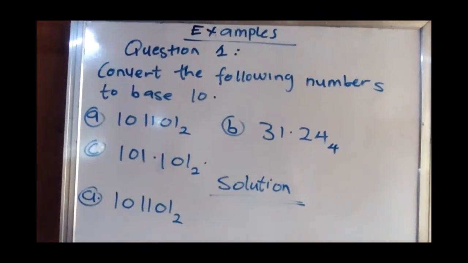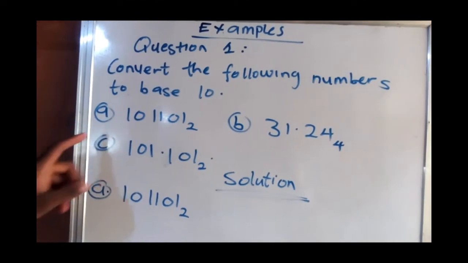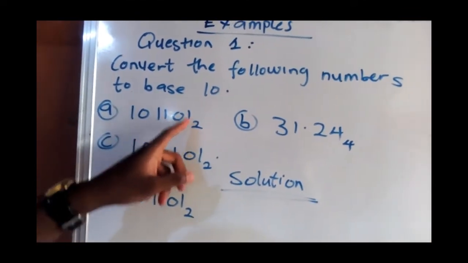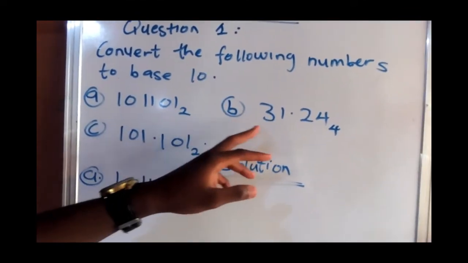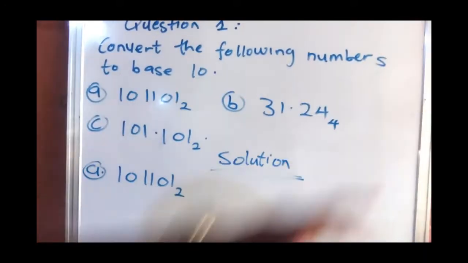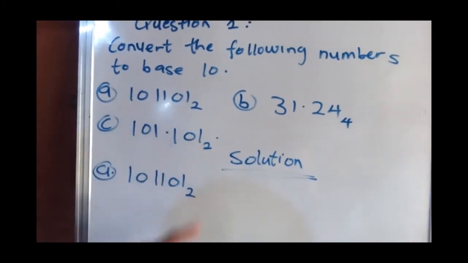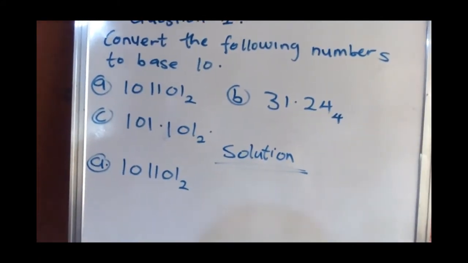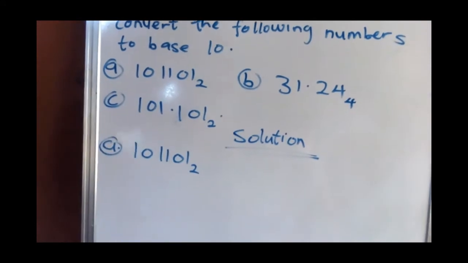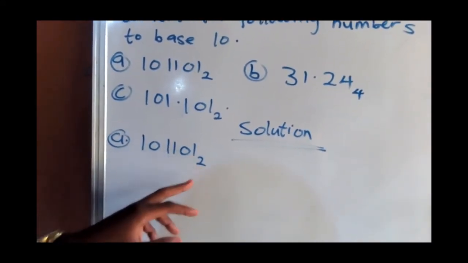Question 1: convert the following numbers to base 10. The first number is 101101 base 2. B: 31.24 base 4, from base 4 to base 10. C: 101.101 base 2. Now let's start with the first one. Solution: 101101 base 2.